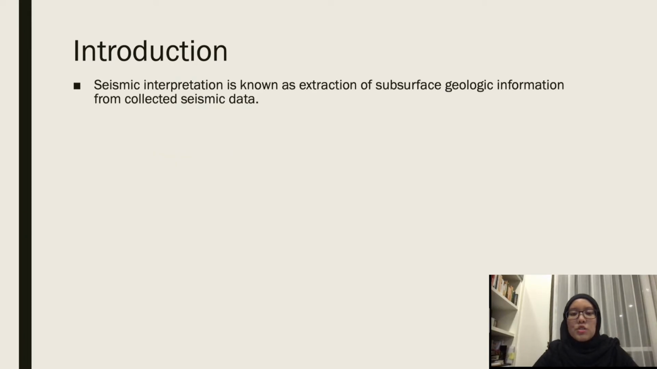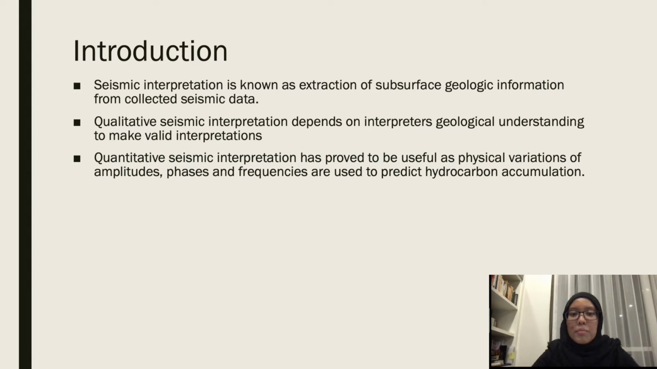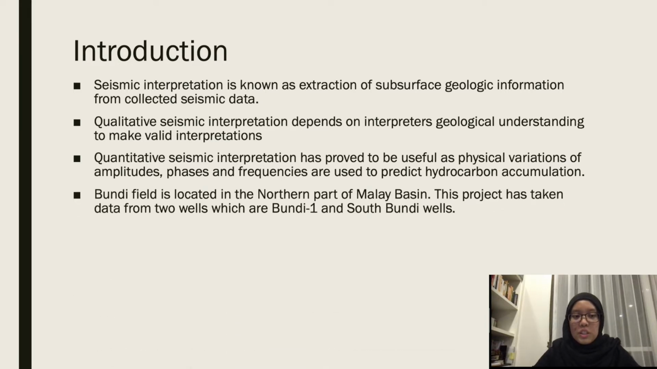Seismic interpretation is known as the extraction of subsurface geologic information from collected seismic data. The interpretation can be done qualitatively, depending on the interpreter's geological understanding to make valid interpretations, or quantitatively, based on physical variations of amplitudes, phases, and frequencies that are used to predict hydrocarbon accumulation.